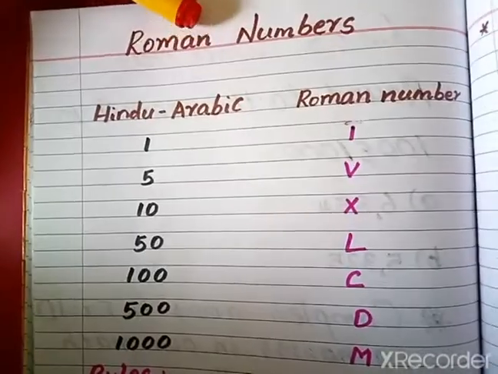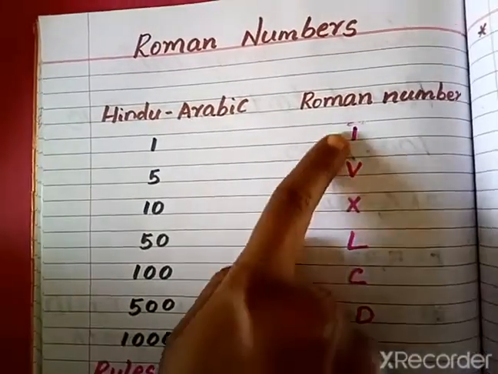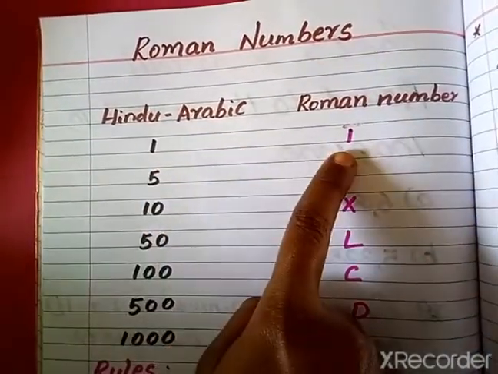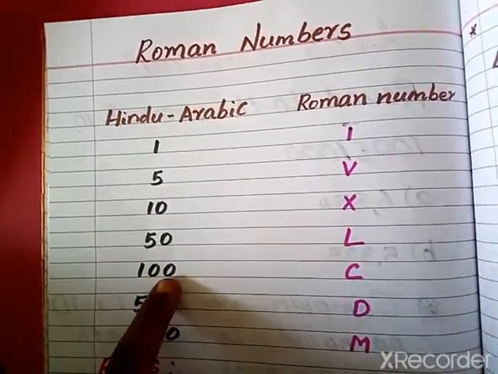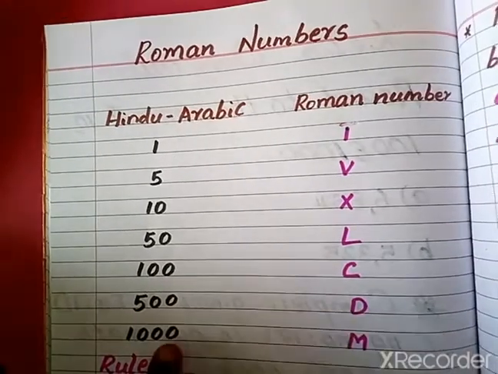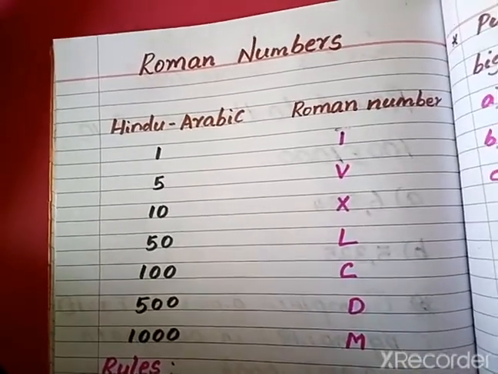So next our topic was Roman numbers. These are the Hindu Arabic numbers and these are the Roman numbers for them. For 1 we write I, for 5 V, 10 X, 50 L, 100 C, 500 D and 1000 M. Then next, there are a few rules in Roman numerals that we learned.